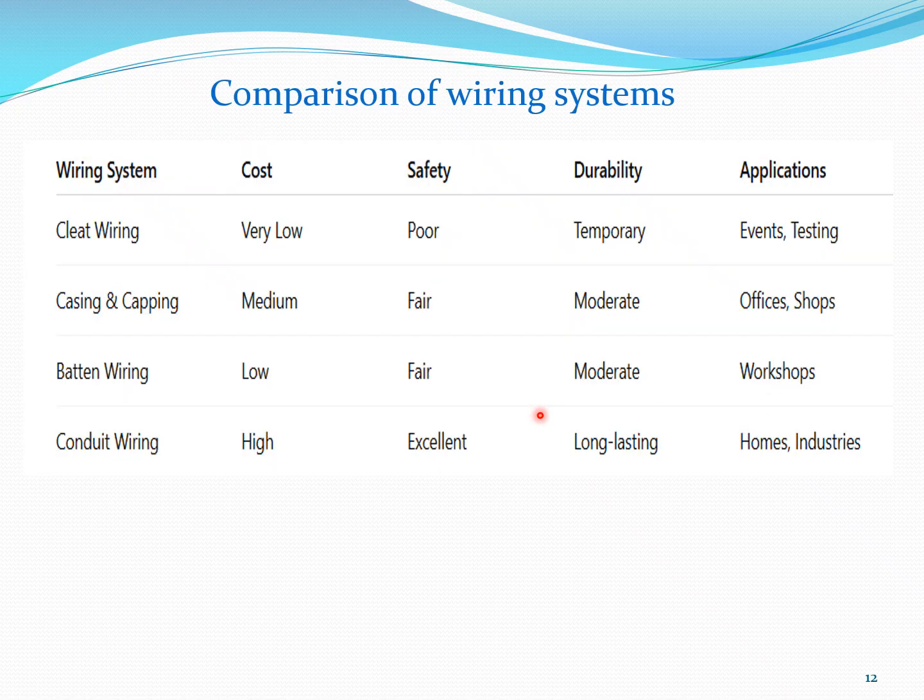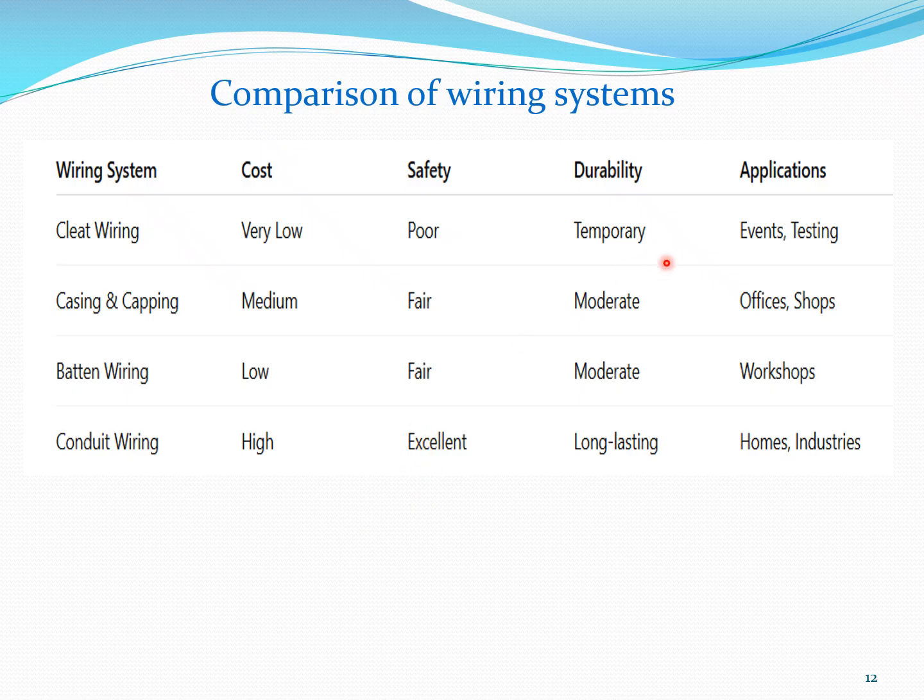Now we'll compare the major types of wiring: cleat wiring, casing and capping, batten wiring, and conduit wiring. If we consider cost, the cost of cleat wiring is very low. In casing and capping, it is minimum. In batten wiring, it is low, whereas the cost of conduit wiring is high. Regarding safety, cleat wiring has poor safety, casing and capping wiring has fair safety, batten wiring has fair safety, whereas conduit wiring has excellent safety.